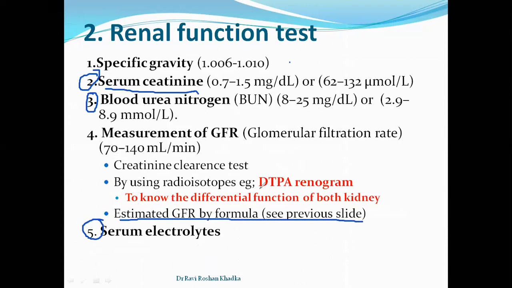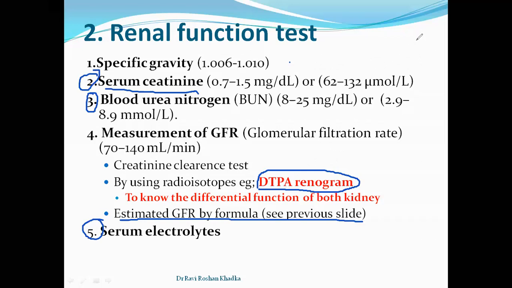But there's a condition. Sometimes we need to do a DTPA renogram. This is not done routinely. The DTPA renogram helps us to identify the function of each kidney separately. That is, it can show you the differential function of the kidneys, that is, how much the right kidney is functioning and how much the left kidney is functioning. We don't need this information all the time for stone disease, but sometimes we need to know.